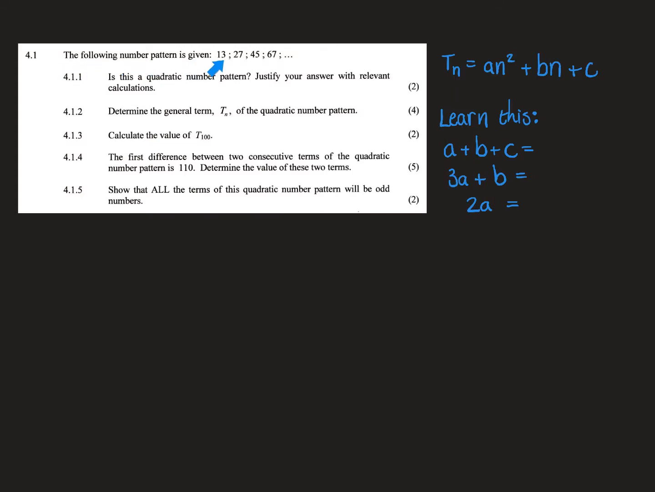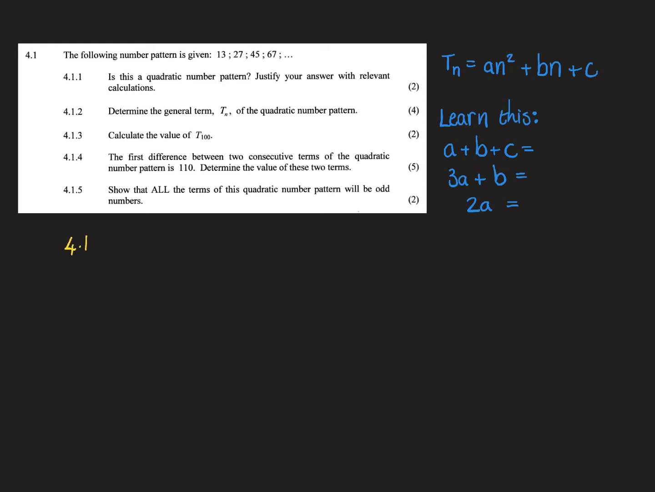Question 4 gives us a number pattern, and it says 13, 27, 45, etc. And 4.1.1 asks us if this is a quadratic number pattern. Now remember, quadratic refers to squares, and here is the formula for a quadratic number pattern. It's an squared plus bn plus c. It asks us to justify whether this is a quadratic number pattern by showing calculations. And so let's do that.